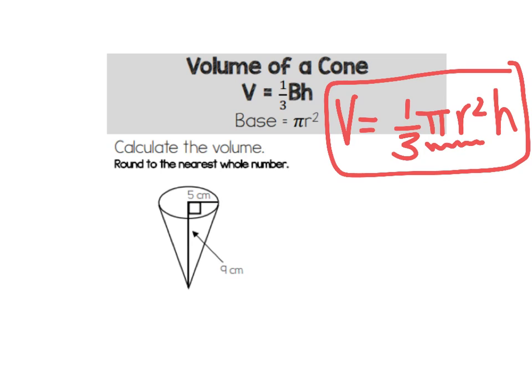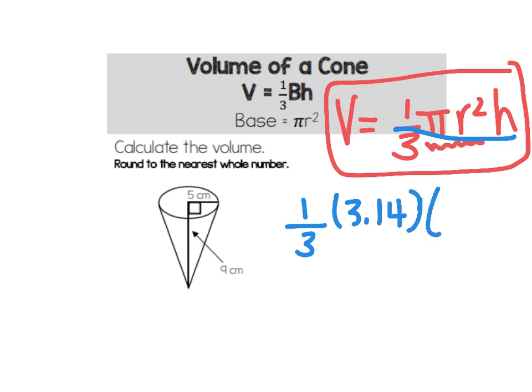Alright, so 1/3 is 1/3. When you're done, you can also just divide by 3. Do 1 times pi times r squared times h, divide by 3. You can do that as well, or you can do 1/3 at the beginning. It doesn't matter. Pi is 3.14.